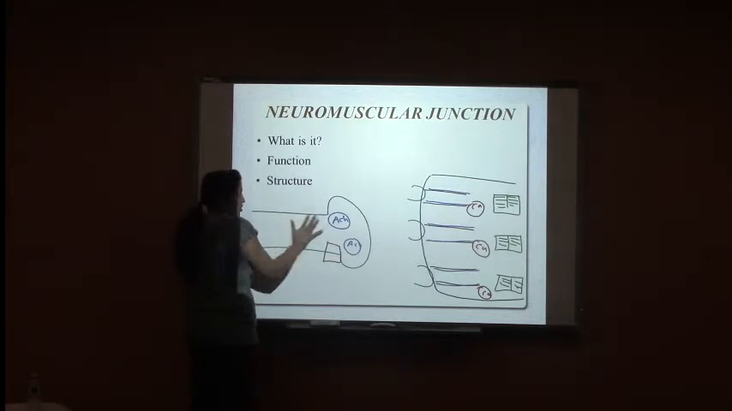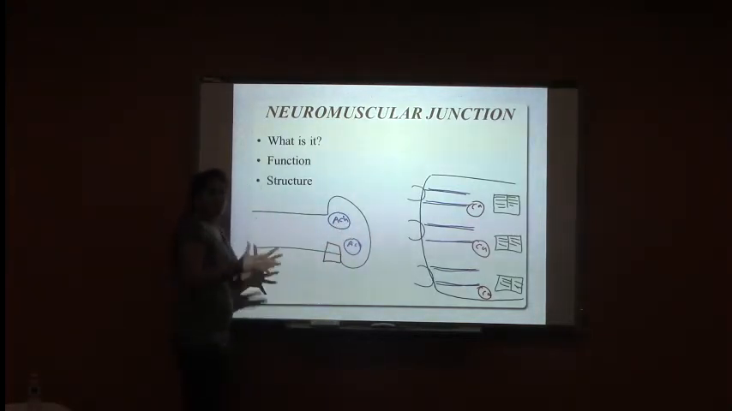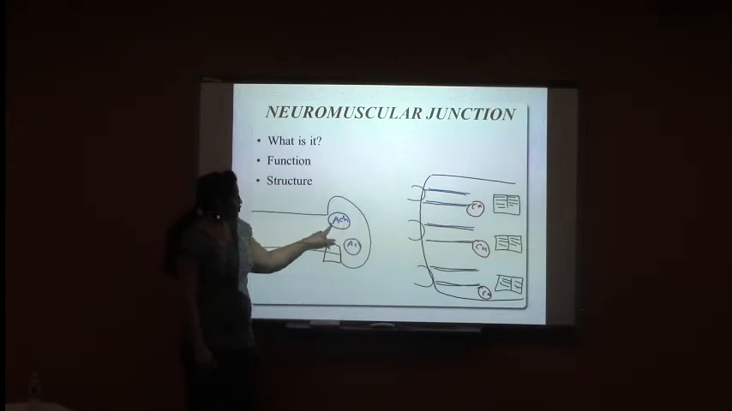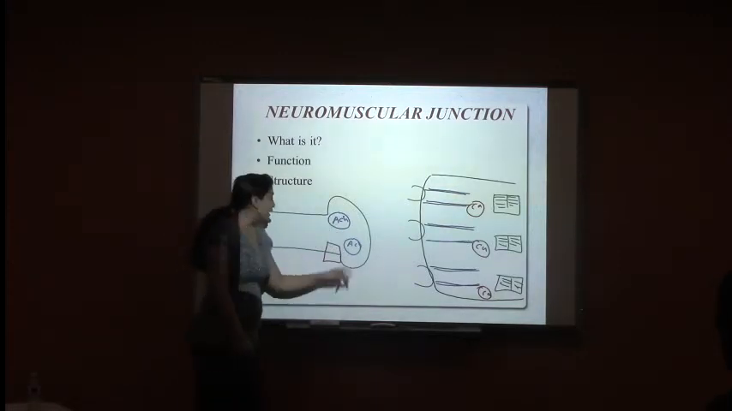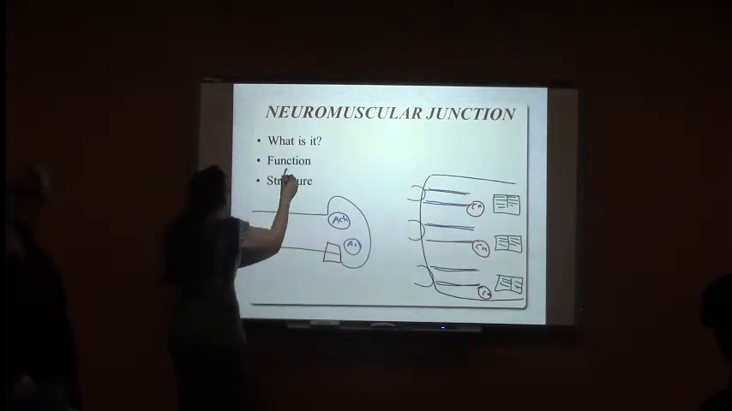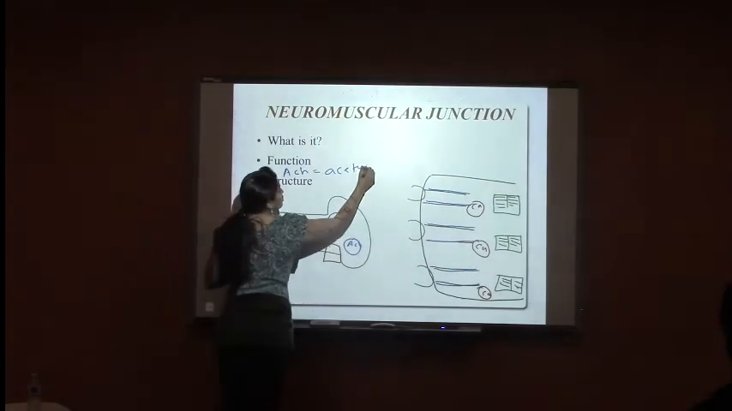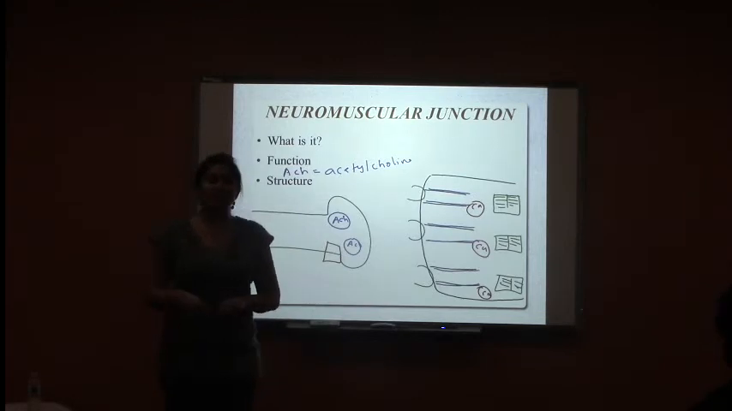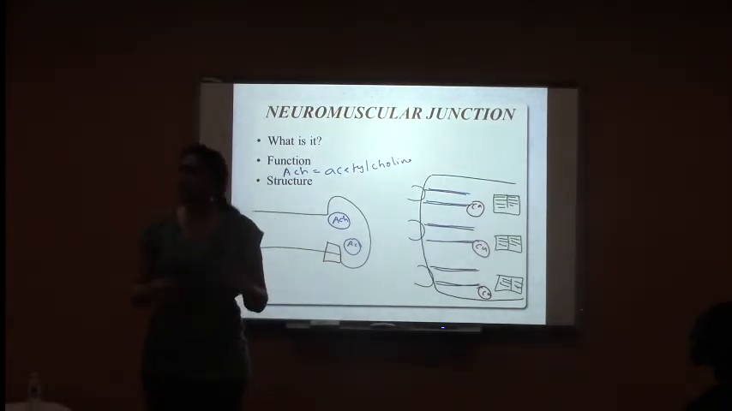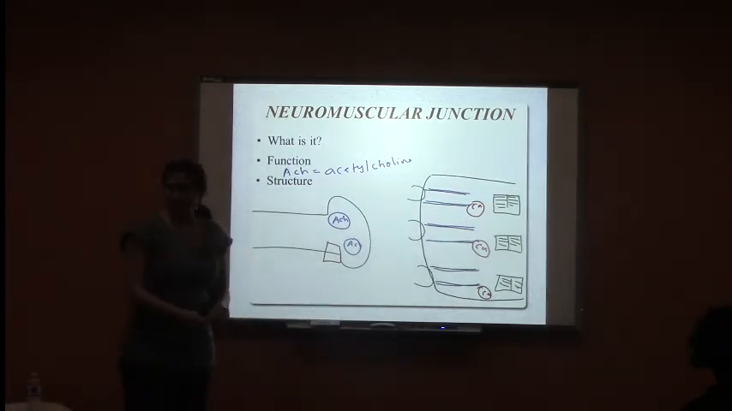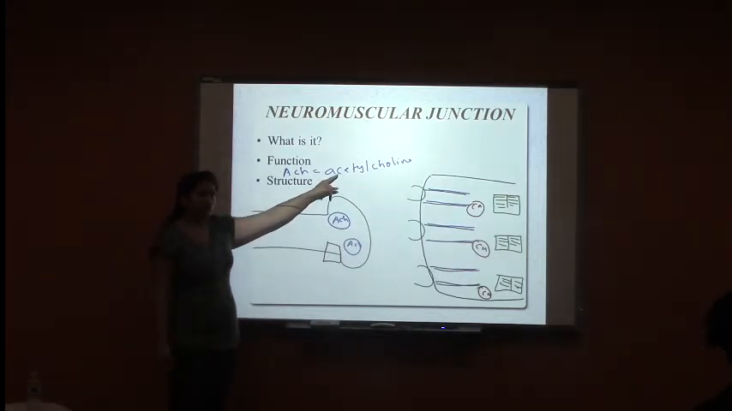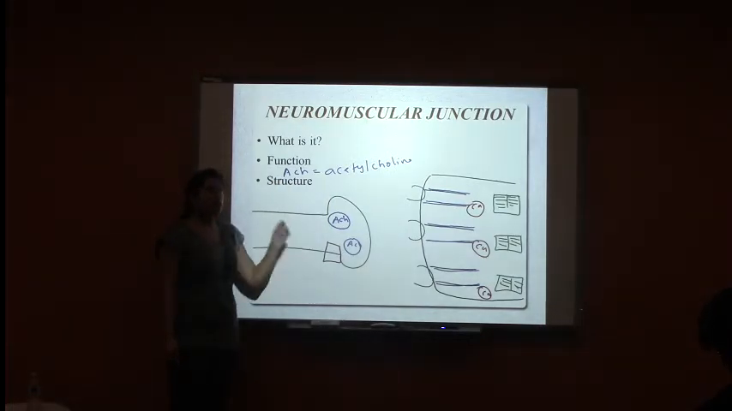This is the axon and the axon terminal. I did not draw the cell body and the dendrite, but it's farther back. In the axon terminal, you have vesicles containing a neurotransmitter called acetylcholine. ACH stands for acetylcholine. What is a neurotransmitter? A neurotransmitter is a chemical found in the brain that neurons will release. Does that make sense?